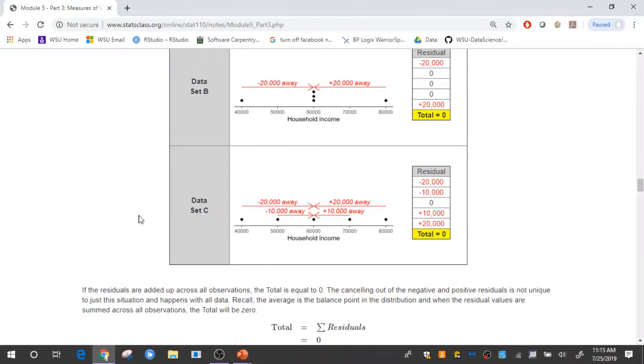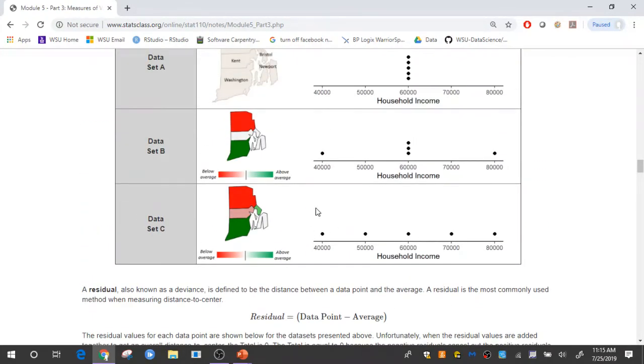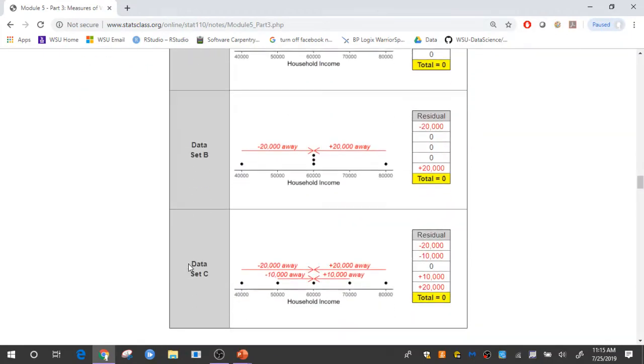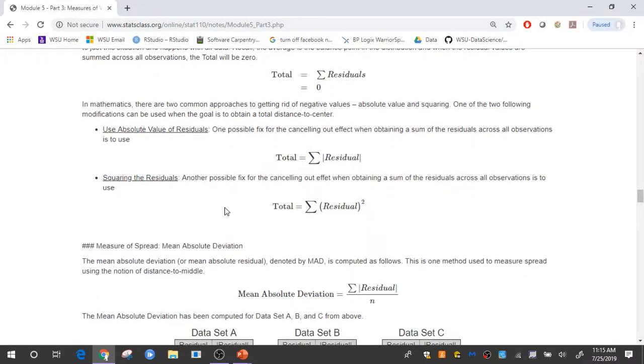I want to compute a total, though, because my goal is to figure out the total distance to the middle. So here I'm using a measure of spread that considers distance to middle, and I want to get a total of that. But I can't use just a residual because of the canceling out of the positive and negative residuals. So we have two options to get rid of negative values. One is the use of absolute values, and the other is the use of squaring. So either one of those options is acceptable when trying to figure out a total quantity or a sum of the residuals. So here you can see that the sum is just of the absolute residuals, and then the other, I'm going to square each residual. Squaring certainly gets rid of the negative value, and I'm going to add them up.